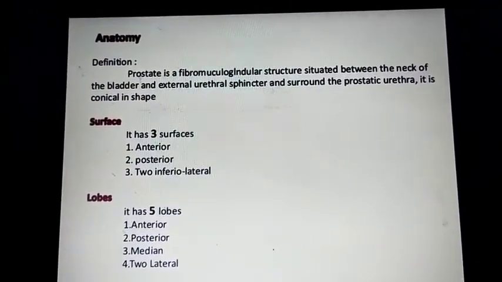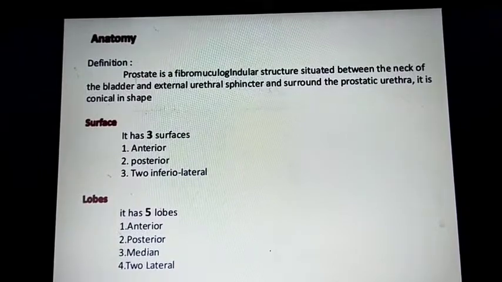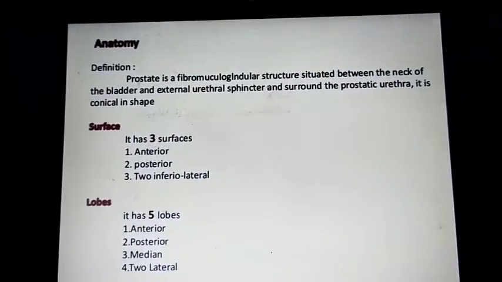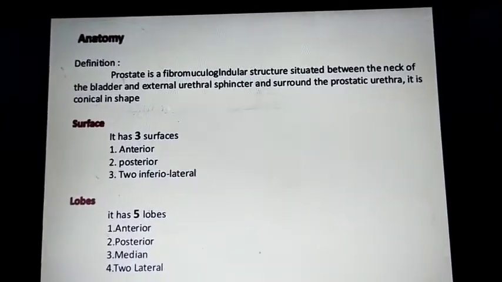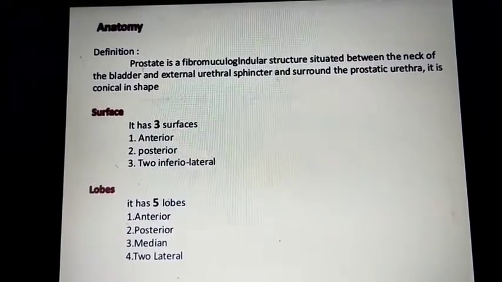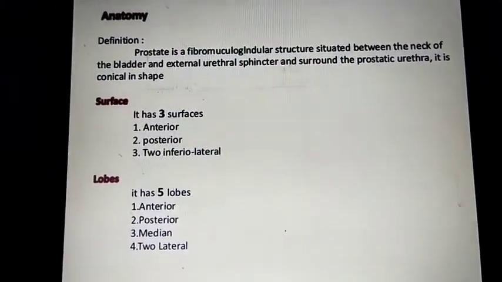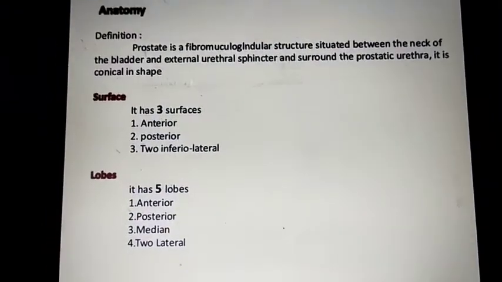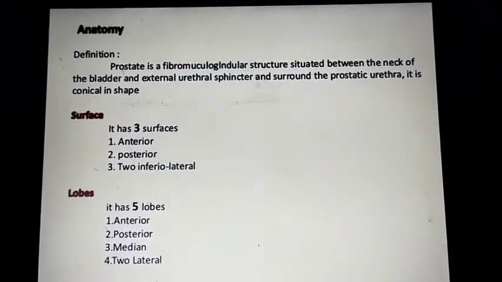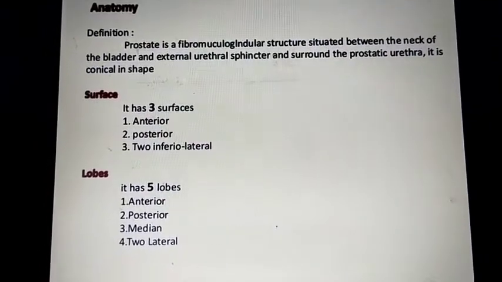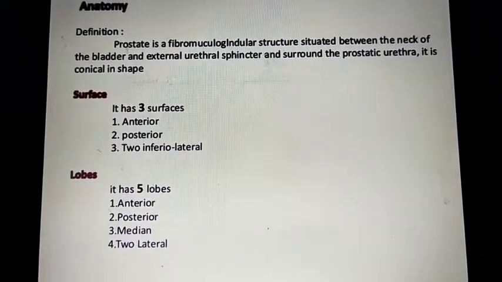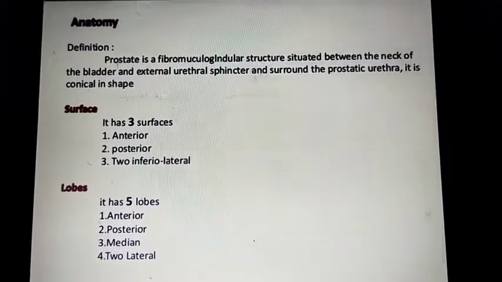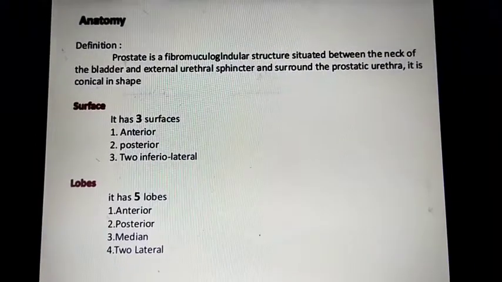It covers the urethra, and the part of the urethra that is covered by the prostate is known as the prostatic urethra. I already explained the anatomy of the urethra; in that I will explain the prostatic urethra. It is conical in shape, specifically an inverted conical shape.